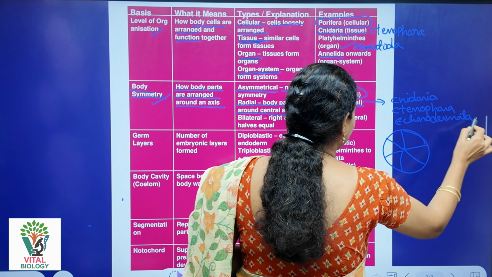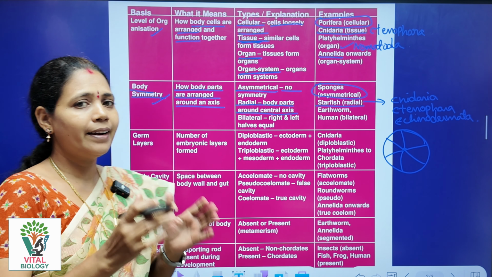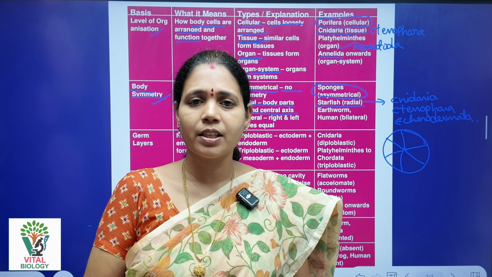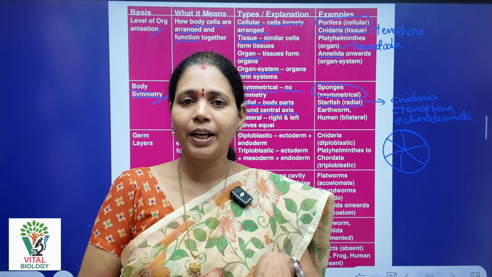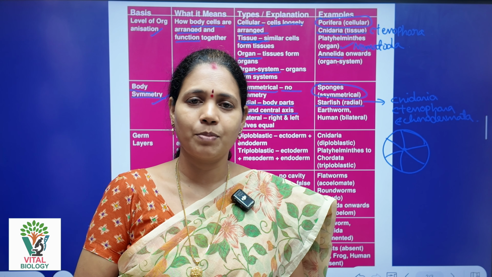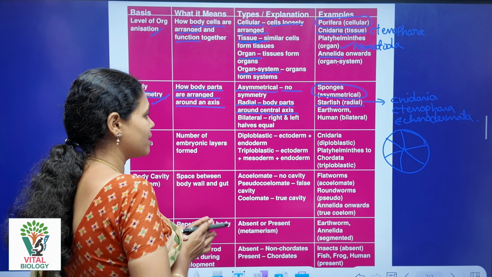So in all these organisms, yes, we can see the radial symmetry, especially in starfish-like organisms where we can see 5 arms. So that's why 5 radii. That's why the symmetry is pentaradial symmetry. Okay, so that is about the radial symmetry.